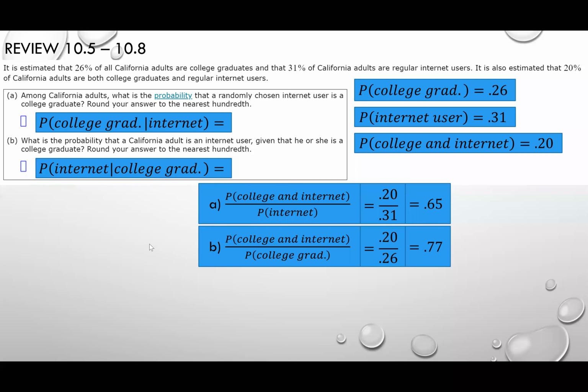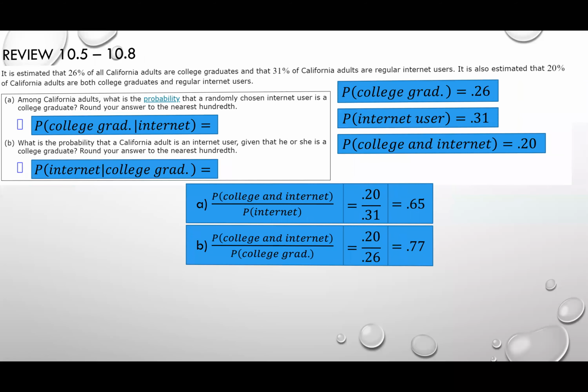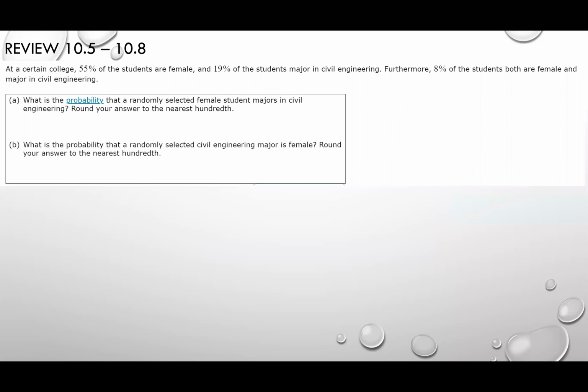Let's try one more. I think I have one more, because I think this one here gives you guys a lot of trouble. And again, I choose this one here where you don't see the word given. You don't see the word given at all. You see: what is the probability I randomly select a female student in civil engineer? What is the probability a randomly selected civil engineer is a female?